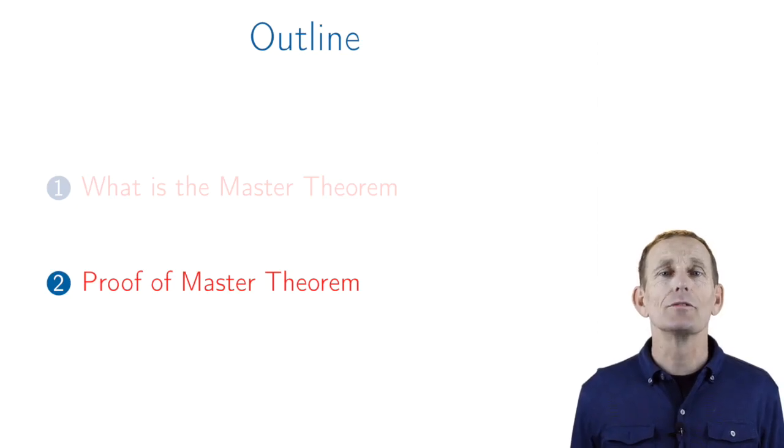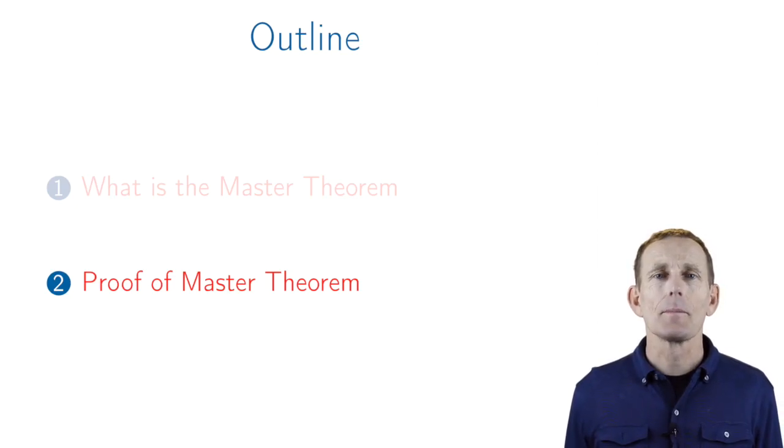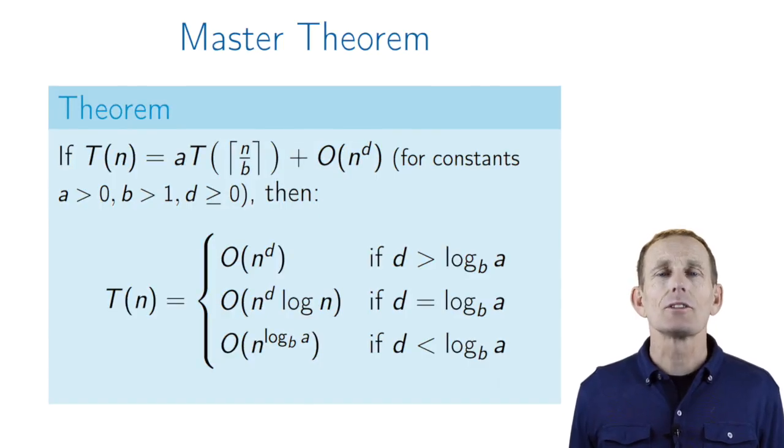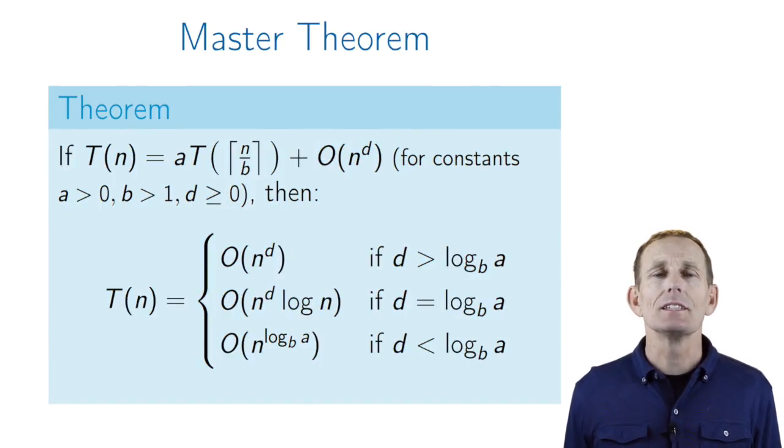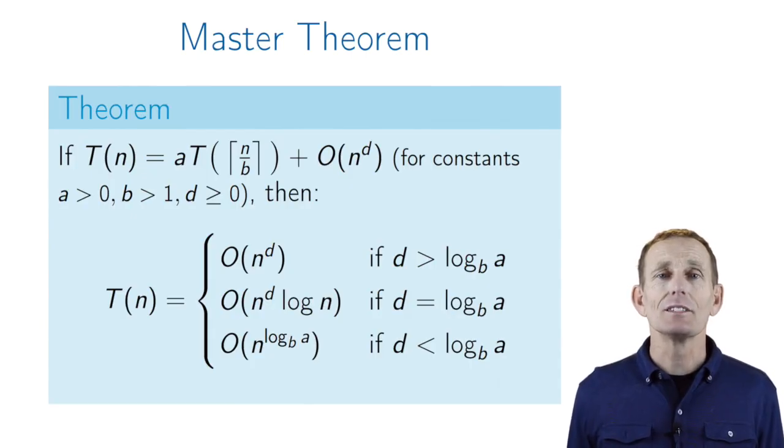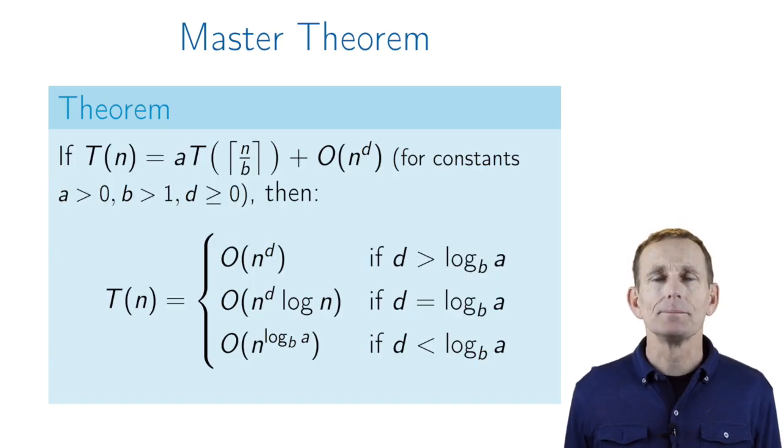In this video, we'll look at a proof of how the master theorem works. So a reminder, the master theorem states that if T(n) equals a T(ceiling of n over b) plus a polynomial, then we have these three cases.